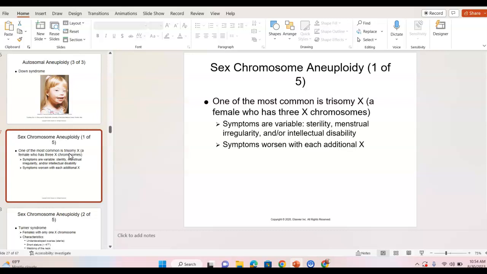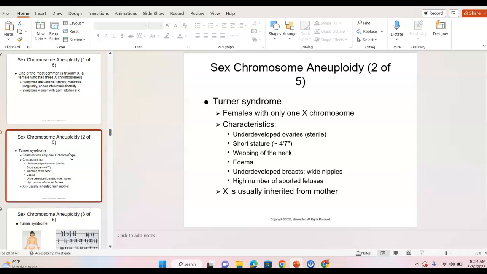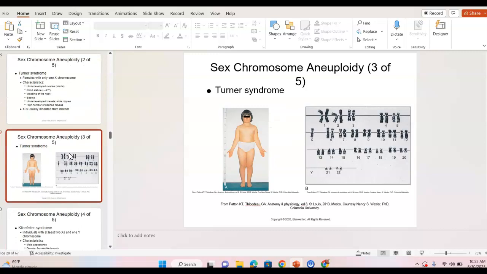So women can have three X's. Okay, you could read through that as well. It'll be another trisomy. Turner syndrome, here is the example that I was telling you, is a female with only one X chromosome. Quite often, every path course I've ever taught has this. I don't know if this is common on your boards, but put that in your head. But here's an example of a female with only one X chromosome. You can see the characteristics listed below, and here is a picture.